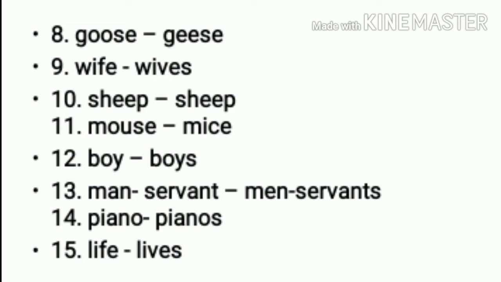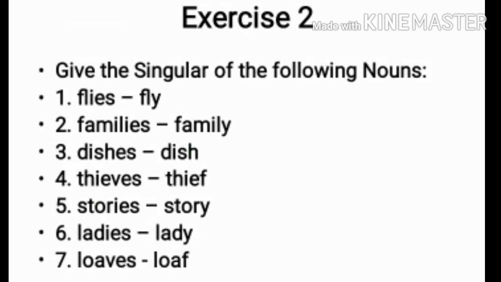14th, piano. It ends in an O, but here we do not add ES. There is a difference and we add only an S. These are some exceptions. 15, life. We remove the FE and add VES, so it becomes lives. Exercise 2. Give the singular of the following nouns. So now from the plural we have to make it into the singular.